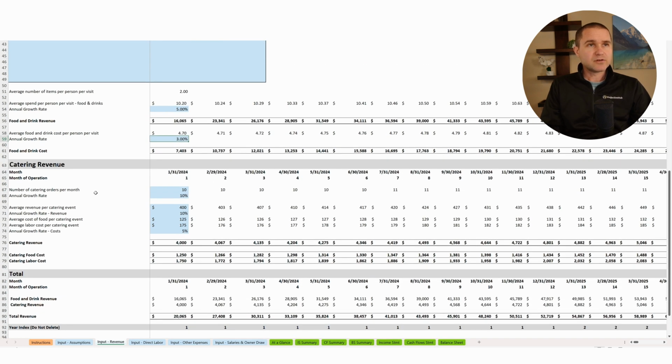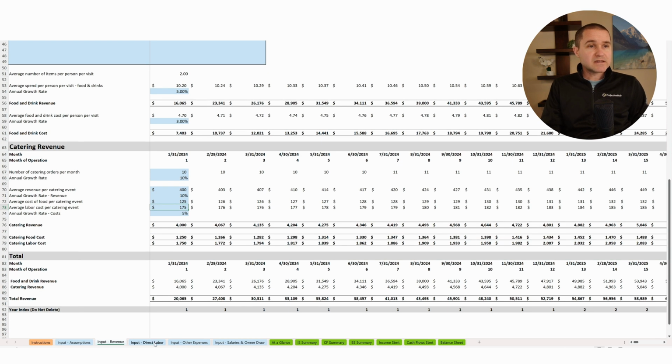And then the last section on the revenue side is we have the ability to add in catering. So if you want to do catering as well, you can set the number of catering events or orders you're going to have per month, the average revenue per catering event, and the average food cost and labor cost per catering event to give you your catering revenue and cost of goods sold. So that is it on the revenue side.